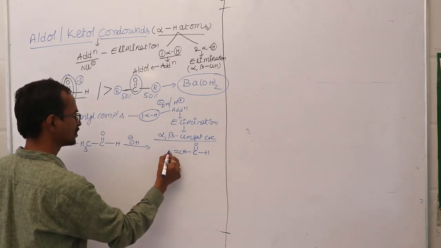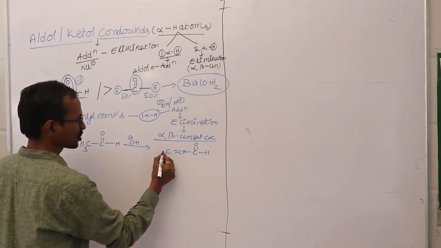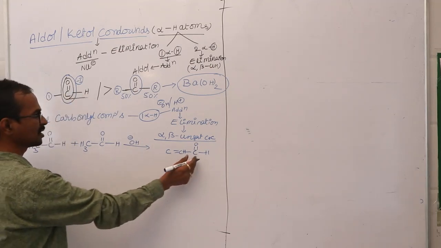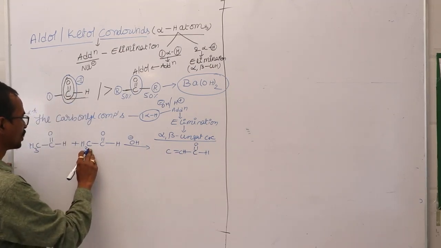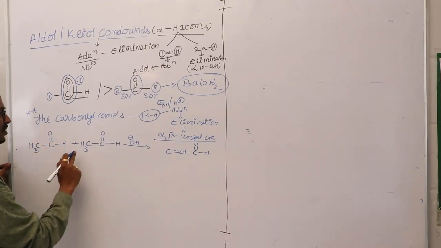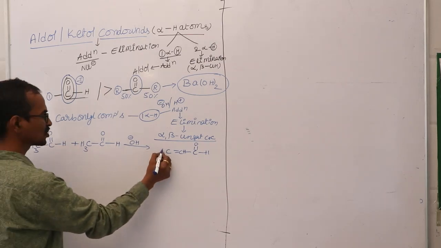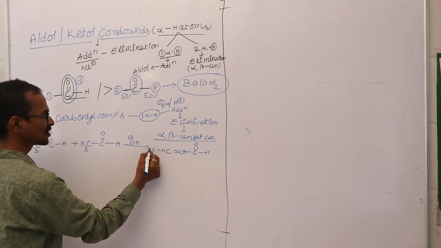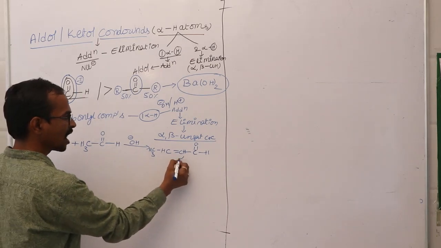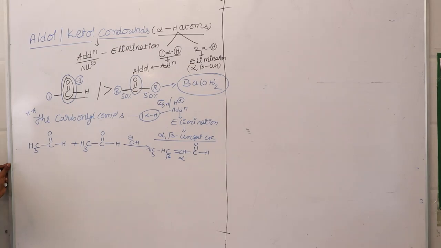From here two hydrogen atoms are removed and the oxygen atom is removed. So here you have only CH double bond CH, then CH3. This is an alpha beta unsaturated carbonyl compound. This is what is called Aldol condensation.